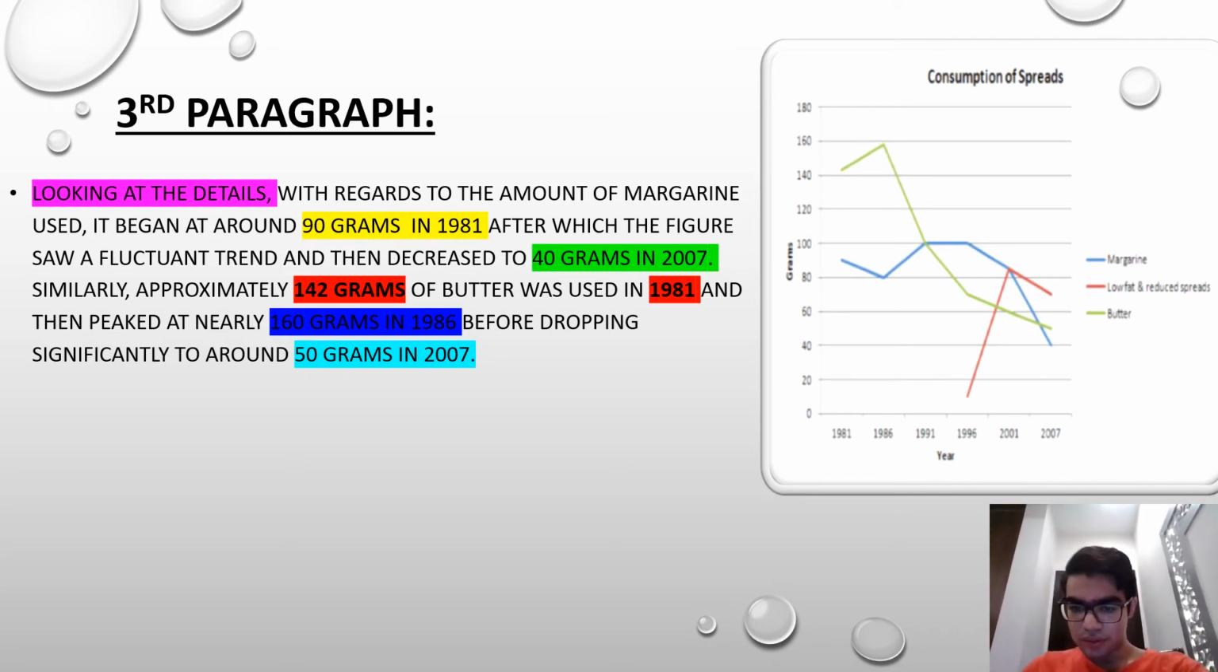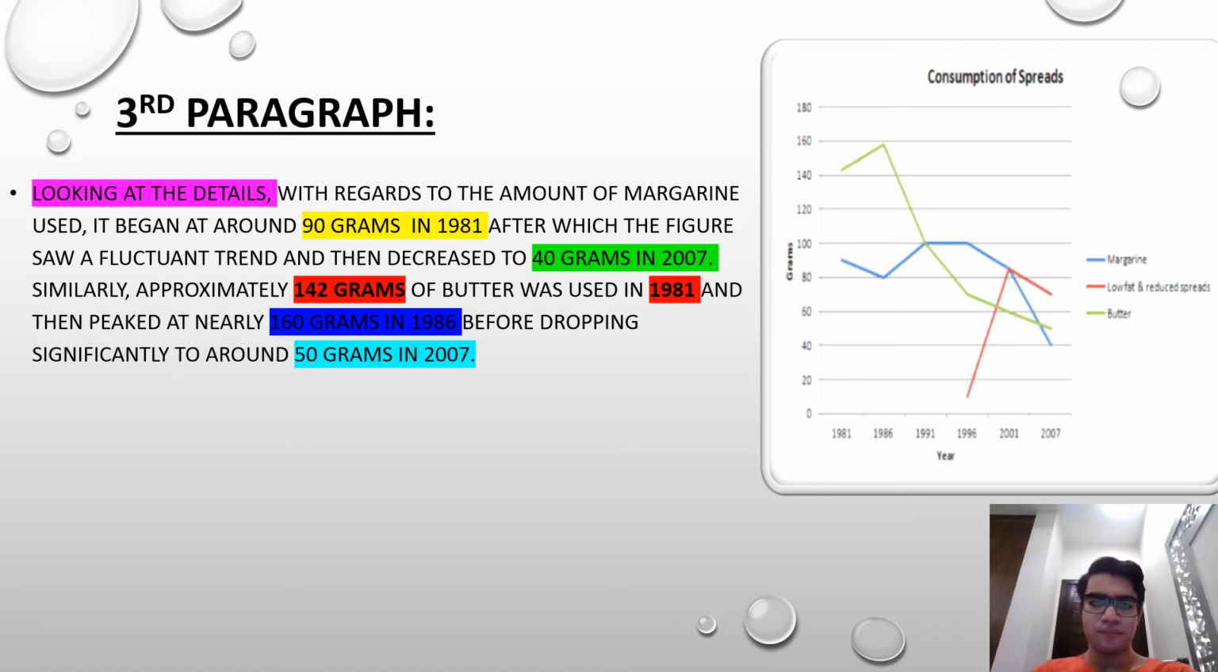So if you look at margarine, it's the blue line, right? So margarine began at around 90 grams in 1981, after which the figures saw a fluctuant trend. Fluctuant trend basically means it fluctuated, okay? After which the figures saw a fluctuant trend and then decreased to 40 grams in 2007. So if you follow the blue line, you'll see that in 2007 it decreased to 40 grams, okay?